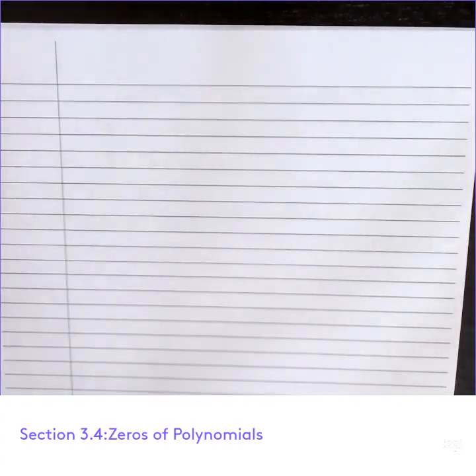Let's take a look at section 3.4, talking about zeros of polynomials. Now, in a previous section, 3.3, we saw that we can use synthetic division to help us factor out a polynomial. But in order to do that, we needed to know one of the zeros of that polynomial. Once we knew one of the zeros, we were able to then use that information to factor the polynomial.